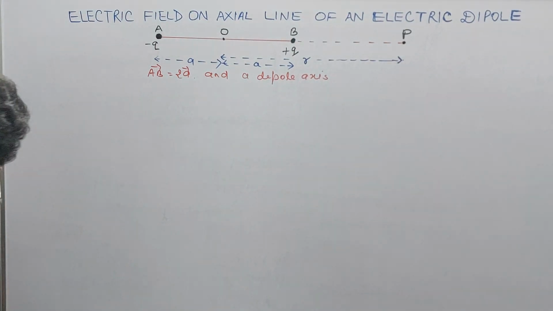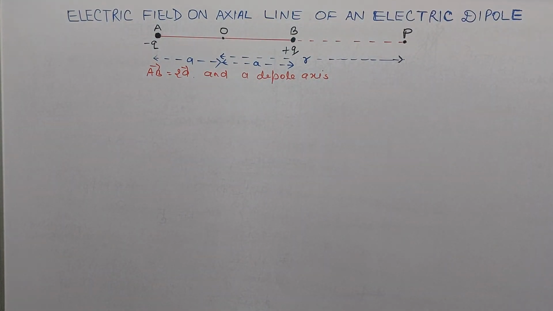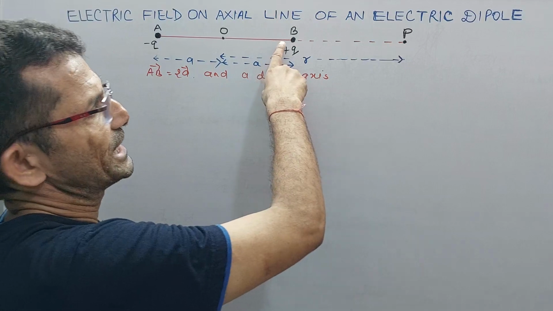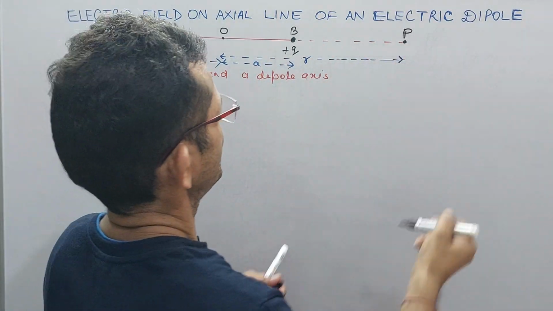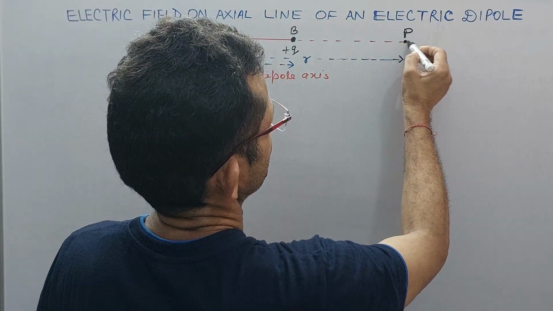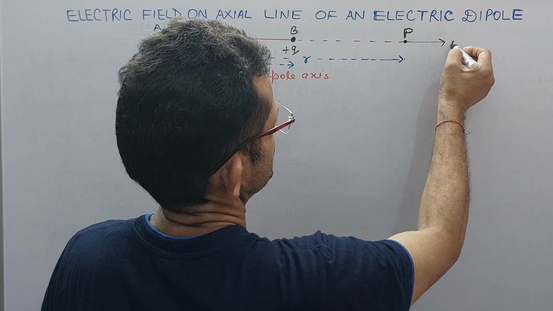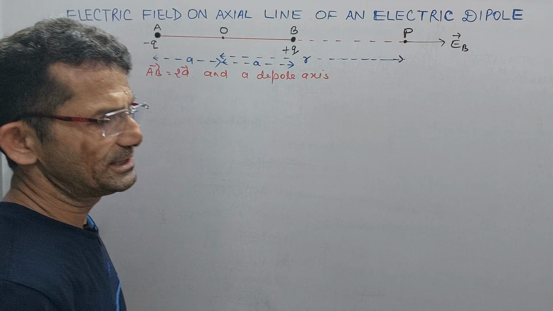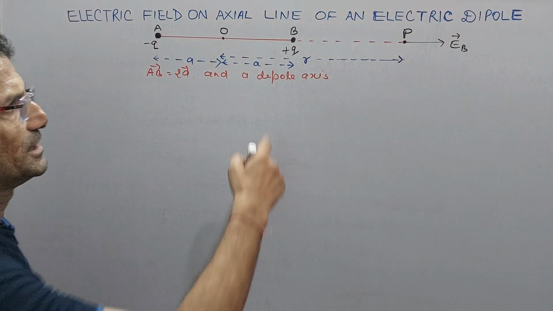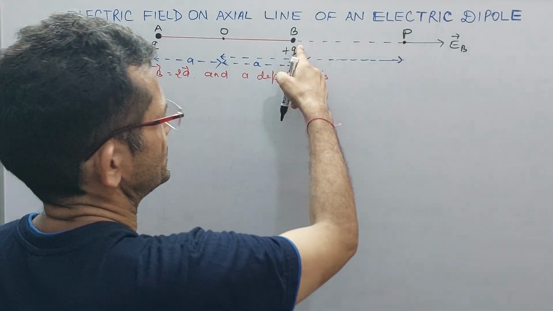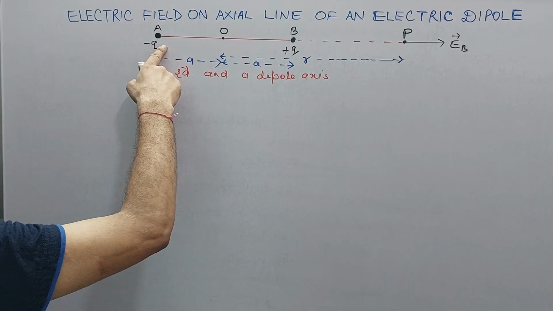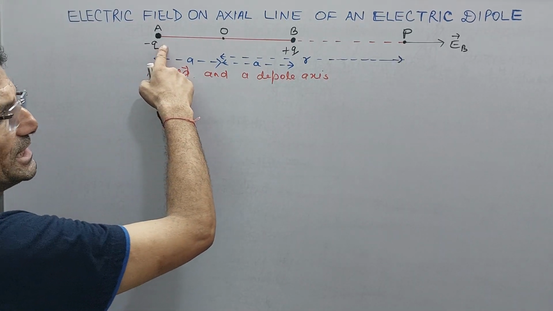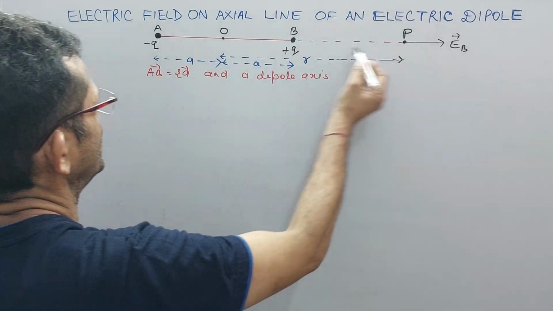So this is our system. Now this is plus q. Plus q has the electric field directed away from it. We represent it by vector EB, the electric field produced by the charge placed at the point B. And this is the minus q charge. It also produces an electric field. Its direction will be along these lines.